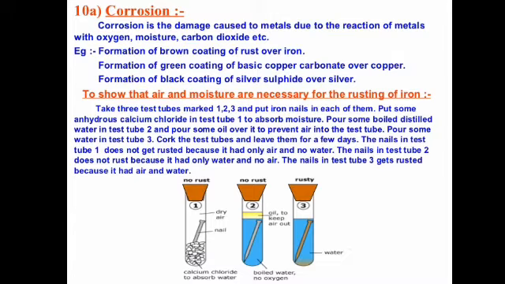For corrosion to take place, moisture and air are most important. So the rusting of iron takes place when the iron reacts with oxygen and moisture and forms iron oxides. This iron oxide is brownish in color, and as such it erodes the outer surface of the metal, and the metal loses its luster.